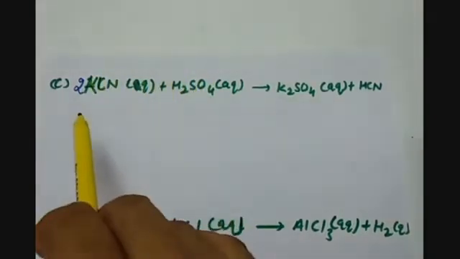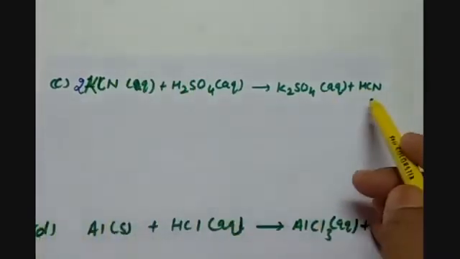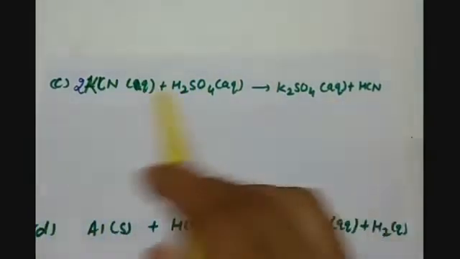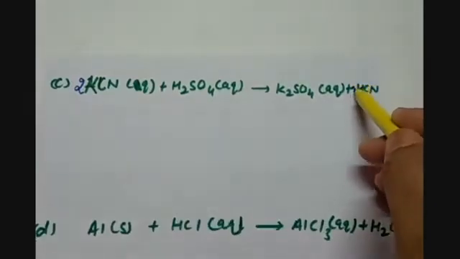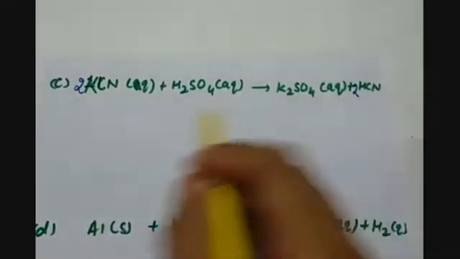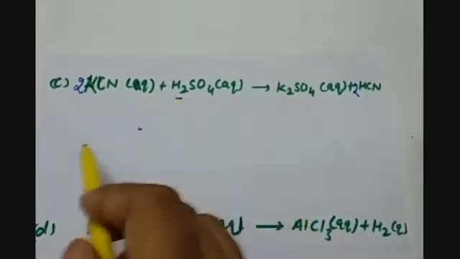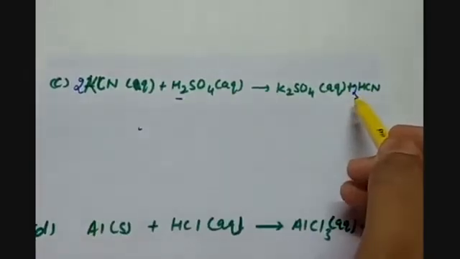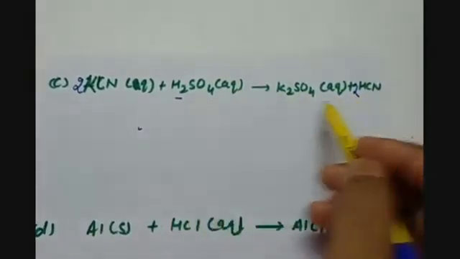But if we are doing this, CN is 1. Here we have 2 CN. So let us balance this also. Now what is going to happen is that 2 hydrogens are increased. Here hydrogen is 2. Here also we have 2 hydrogen. And this is now balanced.